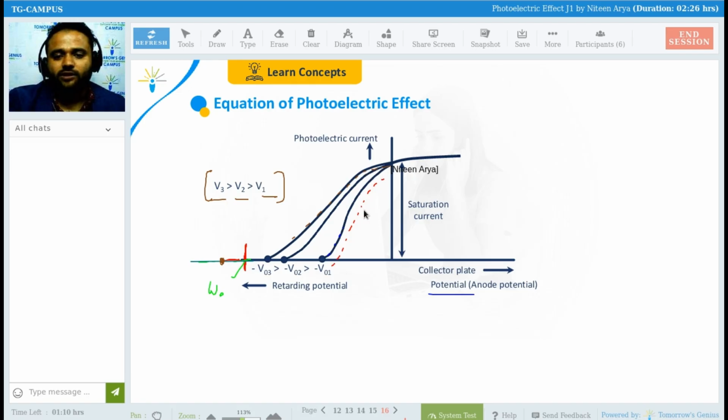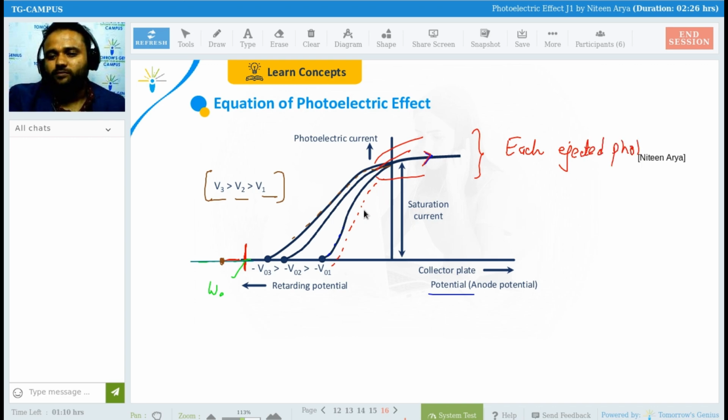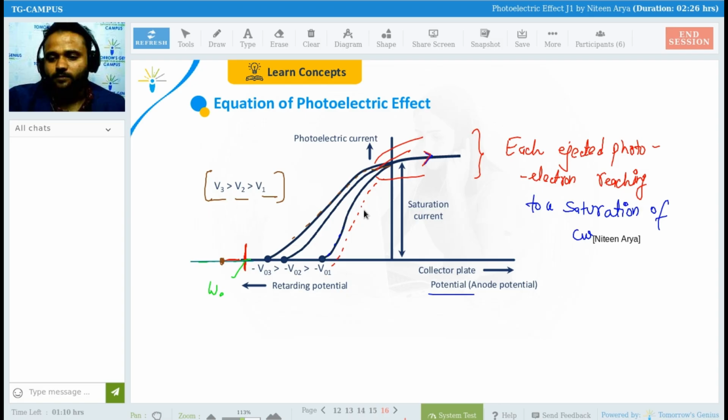But after reaching a certain point, each ejected photoelectron, this one and this one, is reaching a saturation of current. Is this clear, everyone? Clear? Once any particular metal gives you a photoelectron, once the ejection of photoelectrons is done, the motion is going to be equally distributed, and the photoelectric saturation current is going to be visualized after a certain amount of time. Is this clear, everyone?